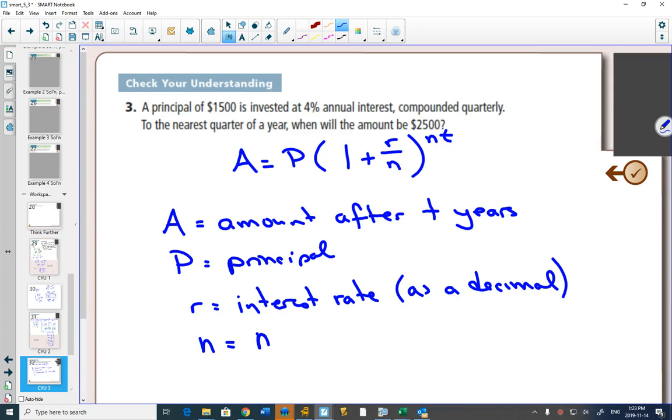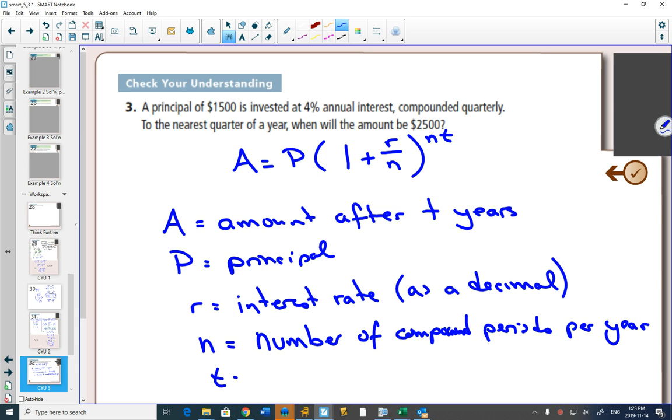N is number of compound periods per year. And T is time in years. So you would get this extra part on a test or an exam. They would tell you what each of the things stands for.